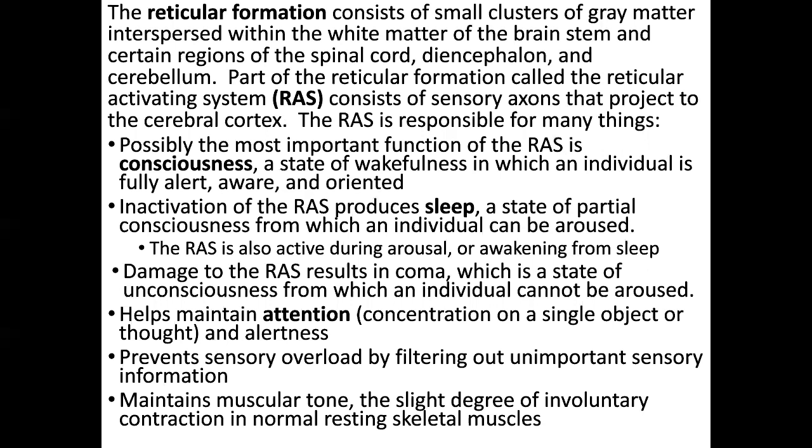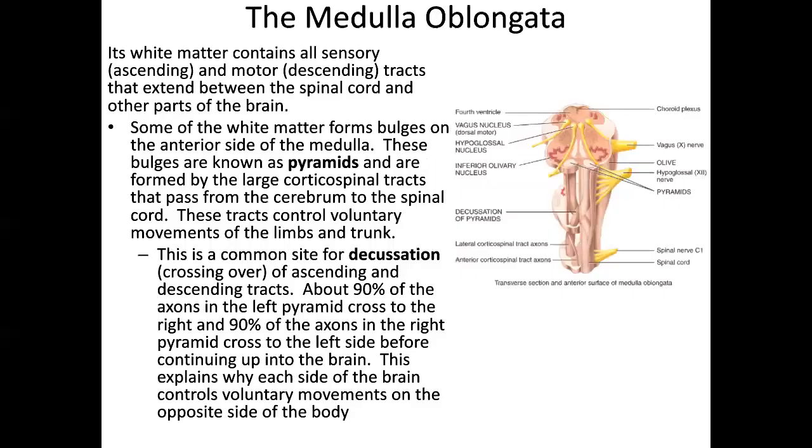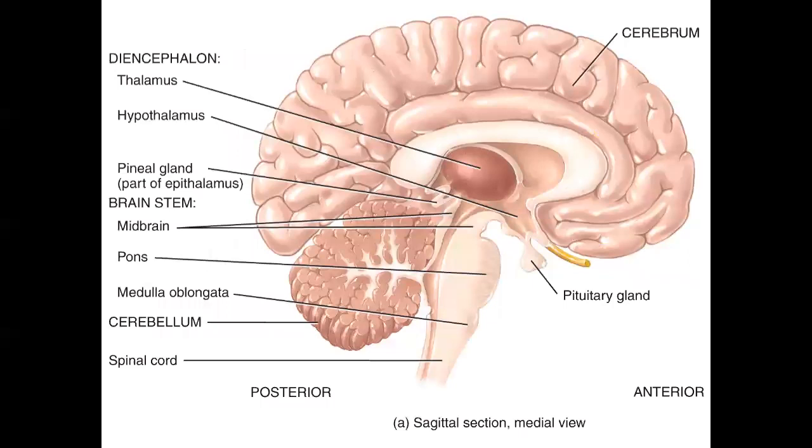Okay, our next structure is actually not really a structure, but more of a collection of structures called the reticular formation. If I go back to our first picture of a brain, you won't be able to just pinpoint and label the reticular formation. That's why it's not included here.